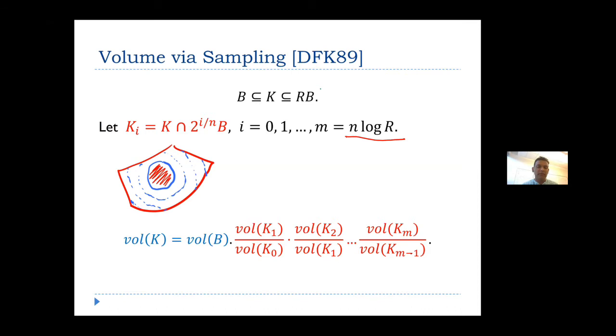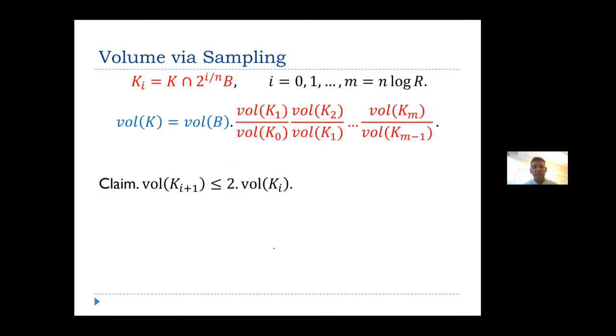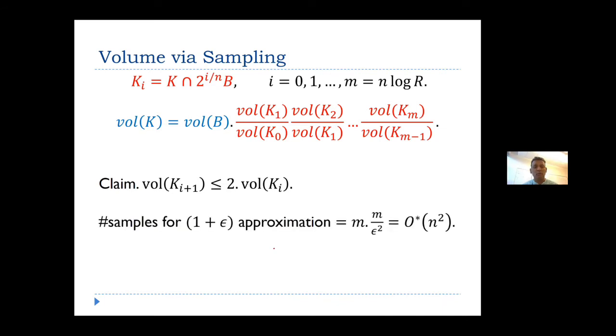Well, we have the property that every ratio here is going to be small. The reason every ratio is going to be small is that we chose the radius of the ball to grow by only 1 plus 1 over n. And so then a simple argument shows that the volume cannot be more than twice. So the volume grows by only a factor of 2 because the ball radius is going up by only about 1 plus 1 over n. So the ball volume, of course, goes up by only a factor of 2, but even the ball intersected with the convex body goes up by only a factor of 2.